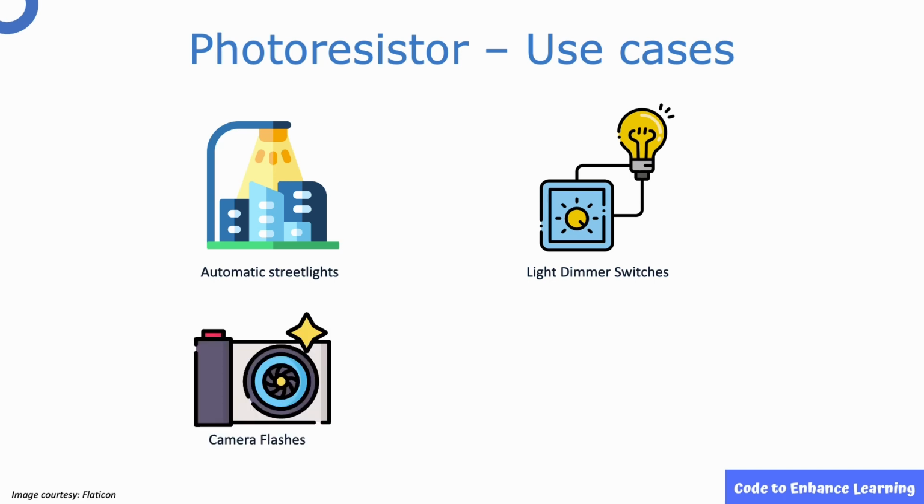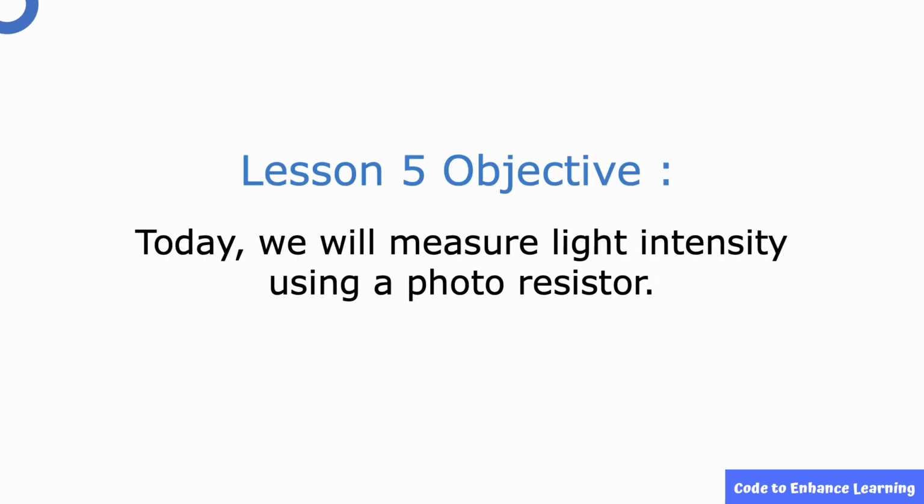Camera flashes use photoresistors to determine ambient light levels and adjust the flash accordingly. Some security systems use photoresistors to detect changes in light intensity and trigger an alarm, for example when a window is broken or a light is switched on. Today, we will measure light intensity using a photoresistor in our project.